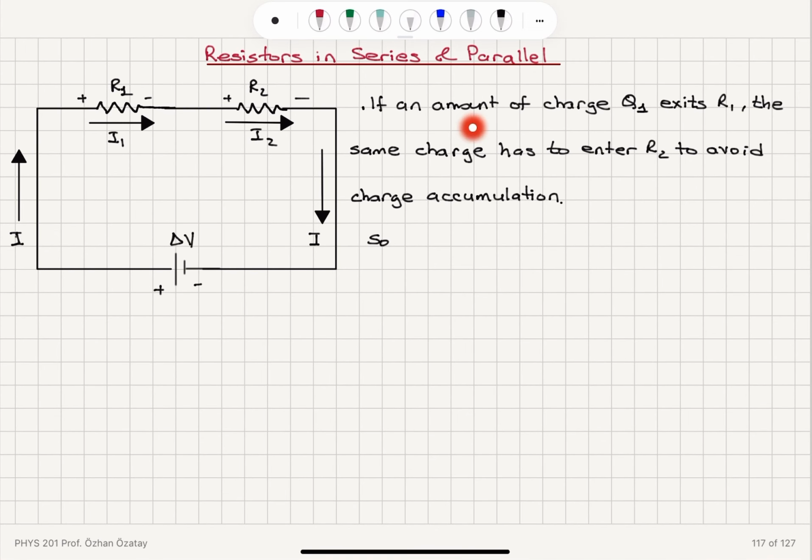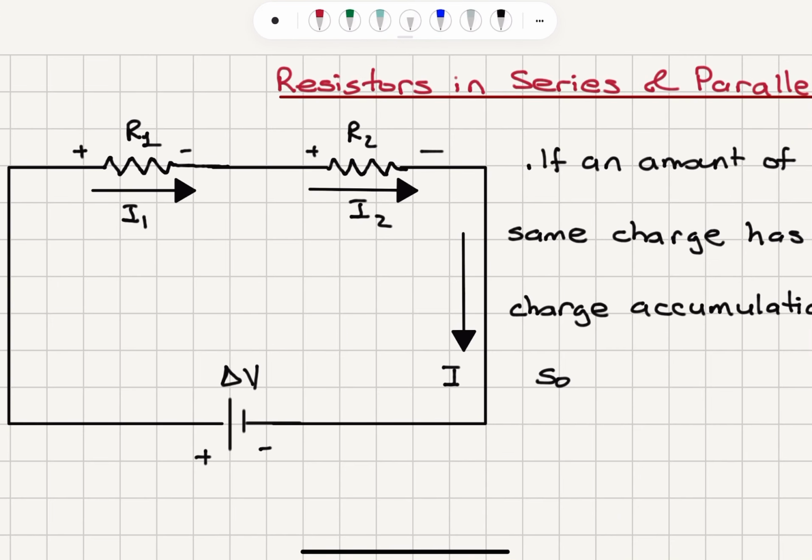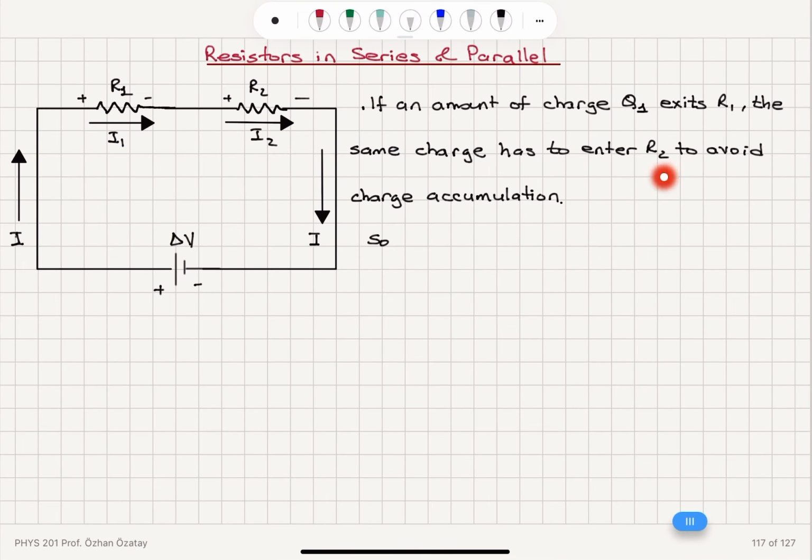Now, if an amount of charge Q1 exits R1, the same charge has to enter R2. So if I have a charge Q1 exiting R1, it has to flow and go to R2, so it should enter R2. Why? Because we want to avoid charge accumulation. All right? So the charge that leaves and enters is the same, so charge is basically conserved here.